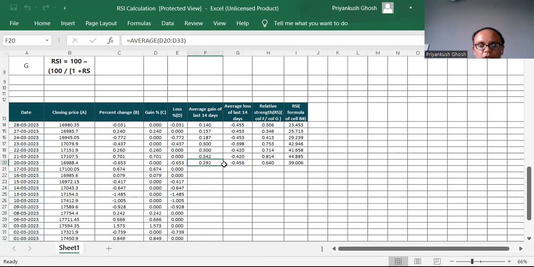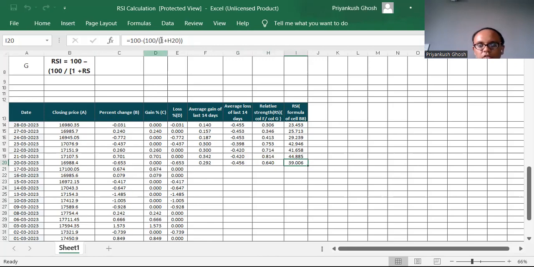from this figure itself. See, whenever the market is going up, it is only going up by 0.292. Okay, but whenever the market is coming down, it is coming down by minus 0.456. So whenever I'm calculating relative strength, it is actually less than 1, 0.64. Okay, and now how do I calculate RSI? 100 minus 100 divided by 1 plus RS. So RS is my 0.64.